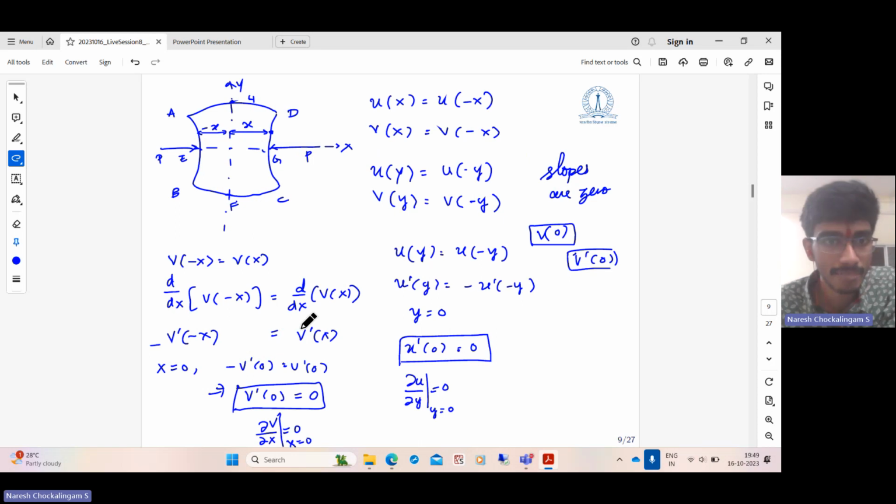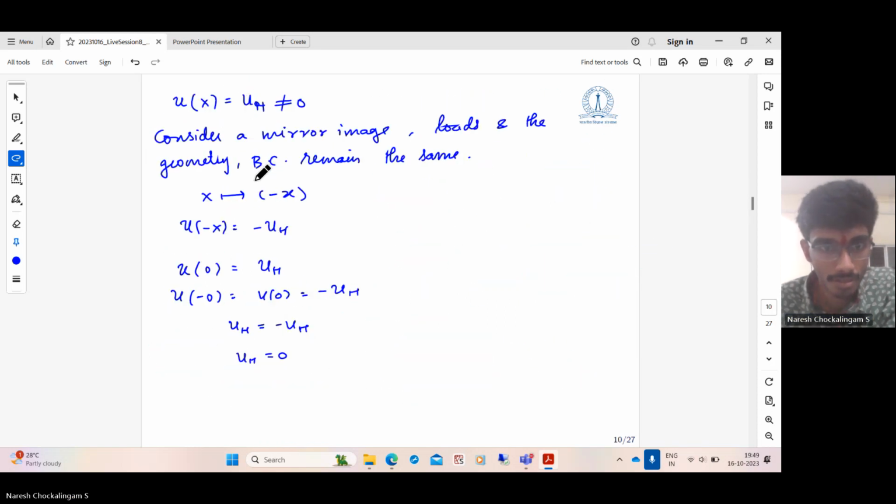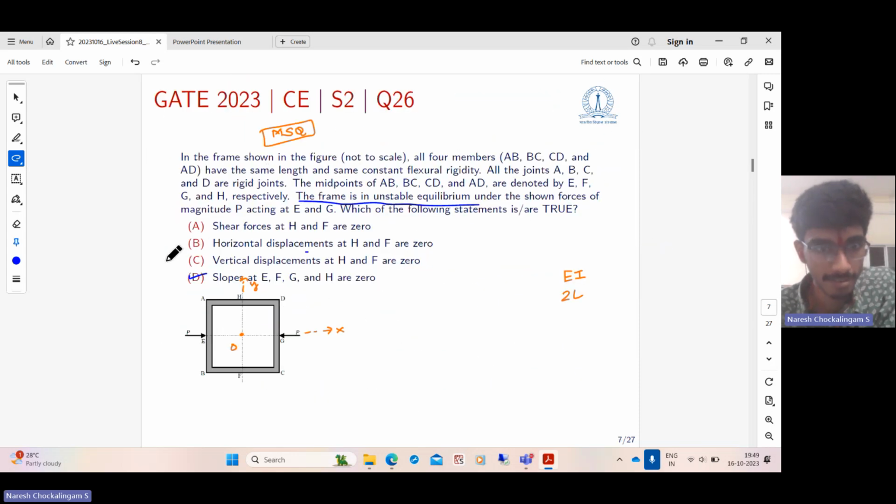So the horizontal displacements of the points lying along a vertical symmetry line should be equal to 0. So option B is also correct. The horizontal displacements at H and F are 0. And the shear forces at H and F are 0.